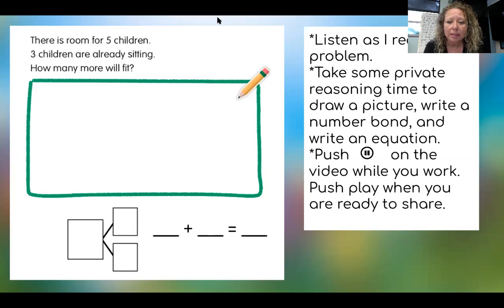Take some private reasoning time to draw a picture, write a number bond, and write an equation. I want you to draw a picture, create a number bond, and write an equation. This is going to take a little bit of time, so push pause on the video while you work, and when you're ready to share your thinking, push play.